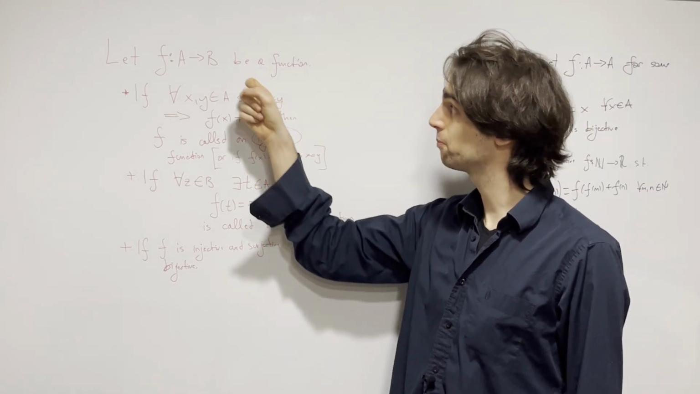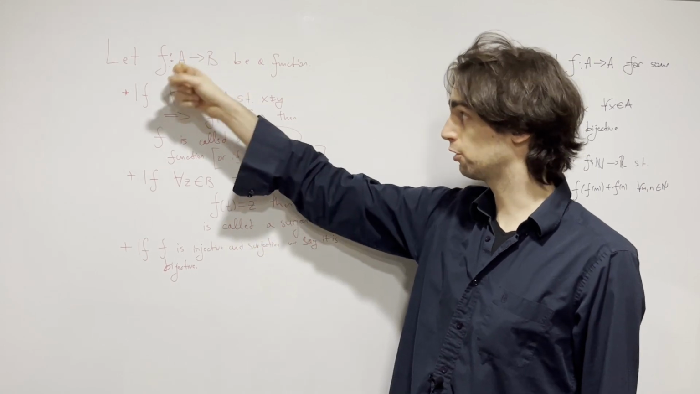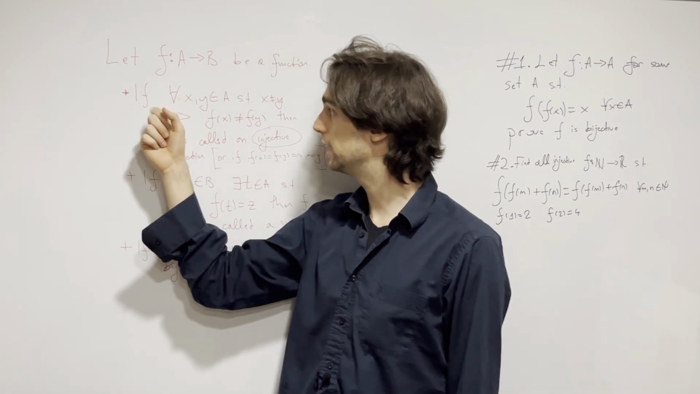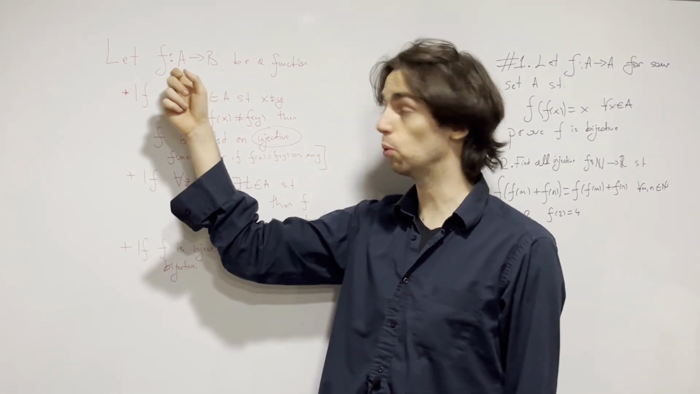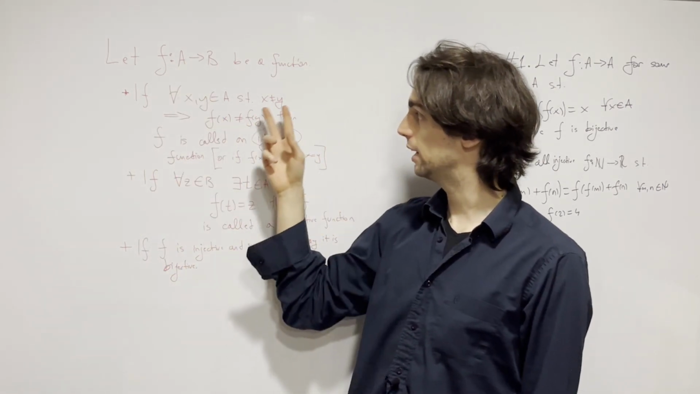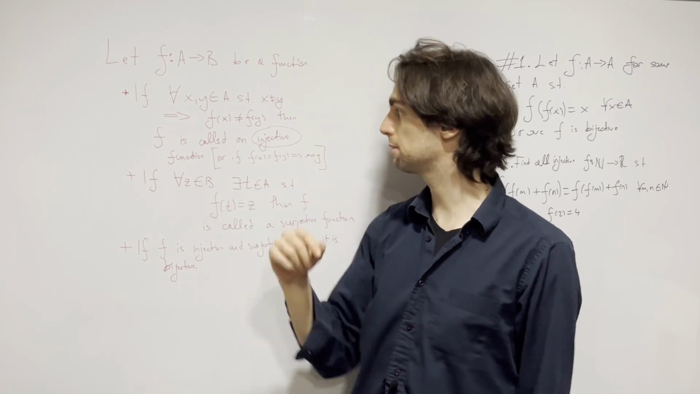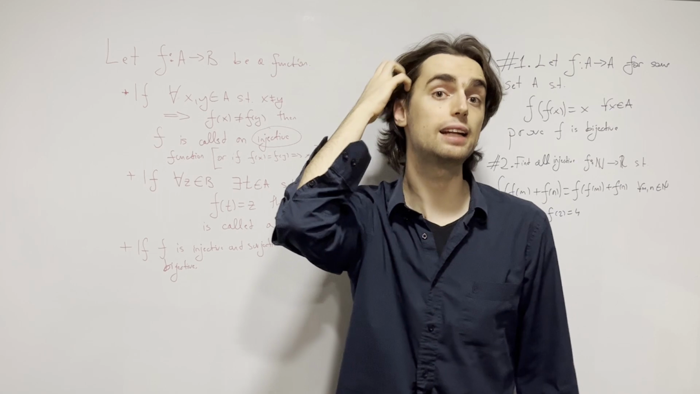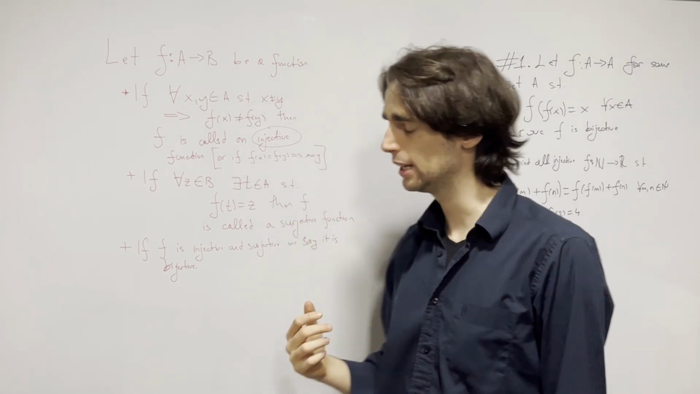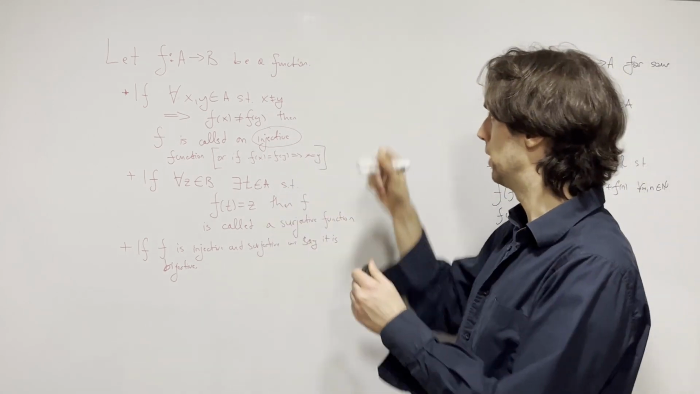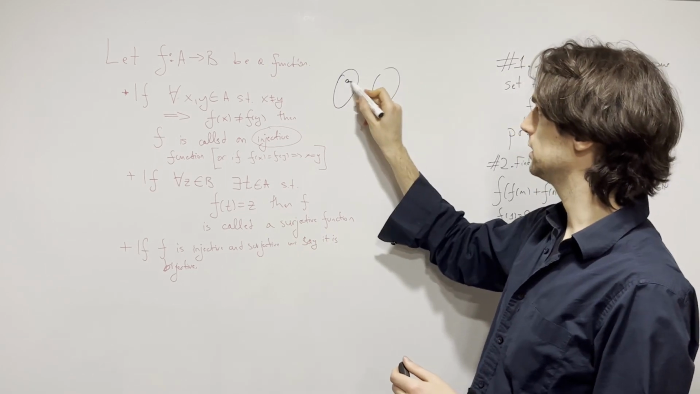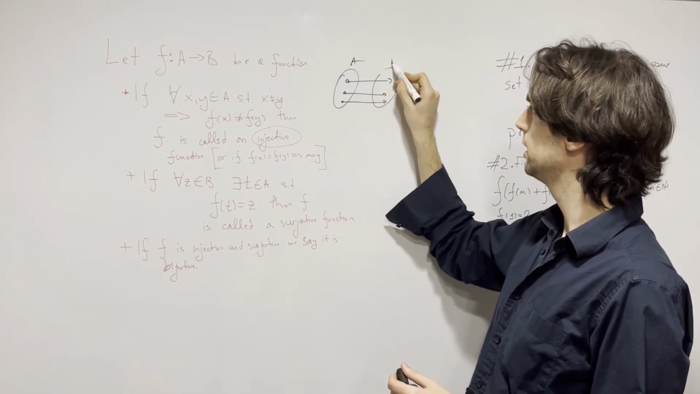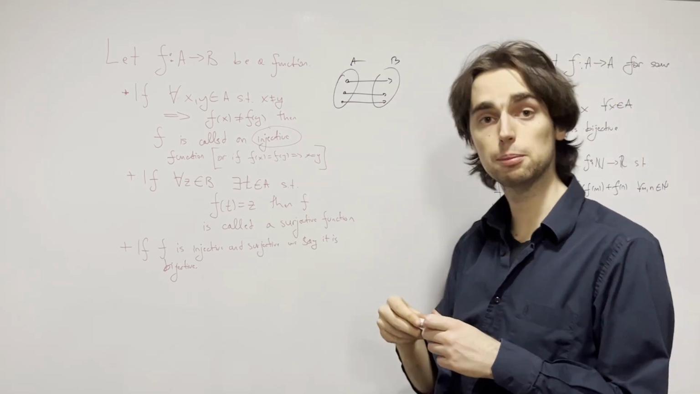If a function from set A to set B satisfies that for every x and y in A that are different, f of x is different from f of y, then f is called injective, or an injection. It means that every single element from A is mapped to a different element in B.